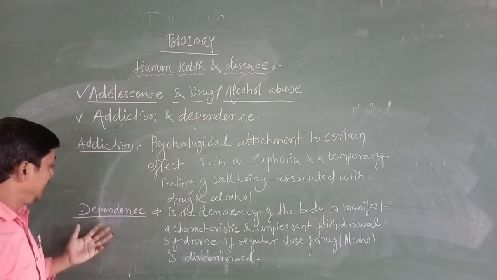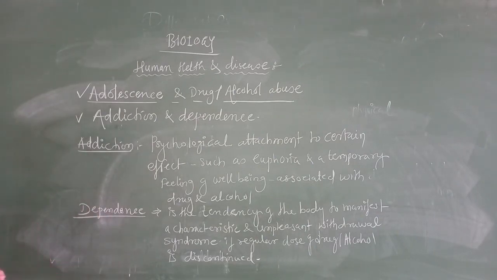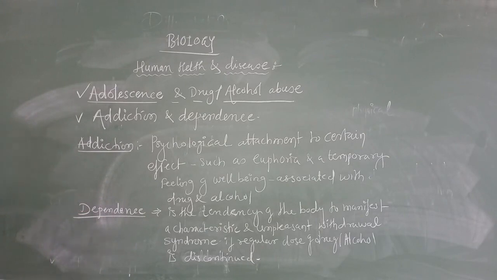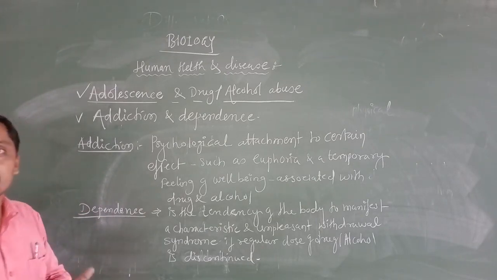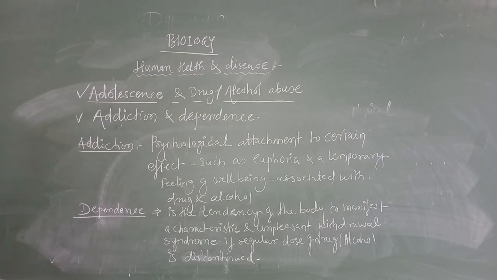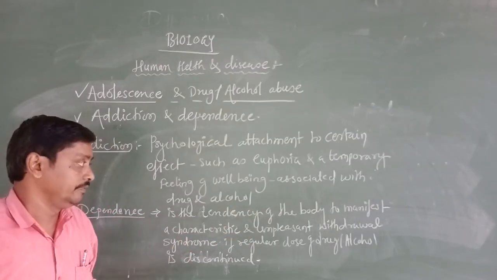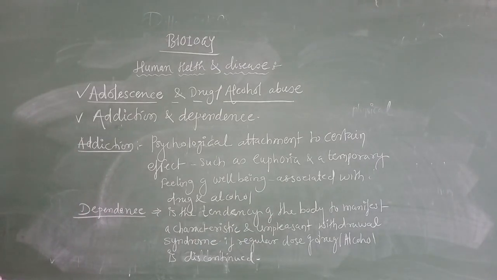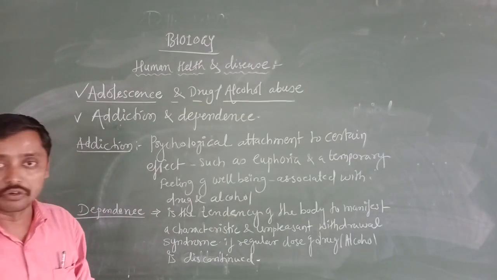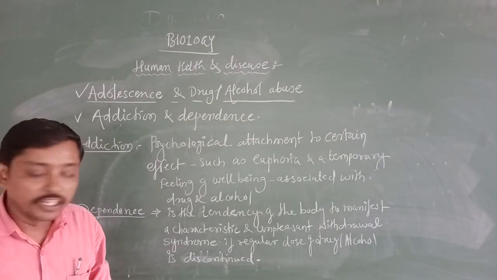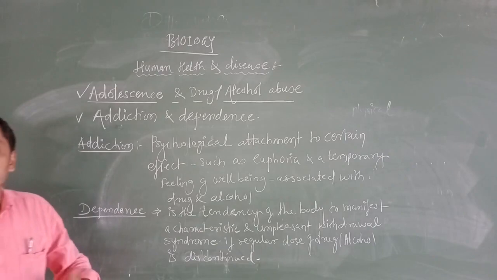Now I am going to go for dependence. If you are addicted, then you are going to be dependent on drugs and alcohol. When do we call a person dependent on drugs and alcohol? Dependence is the tendency of the body to manifest a characteristic and unpleasant withdrawal syndrome.